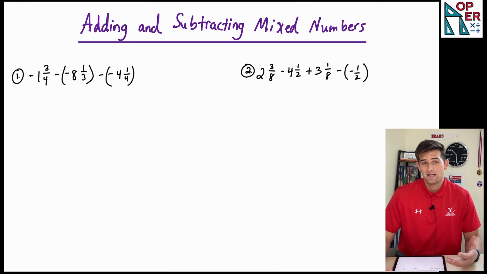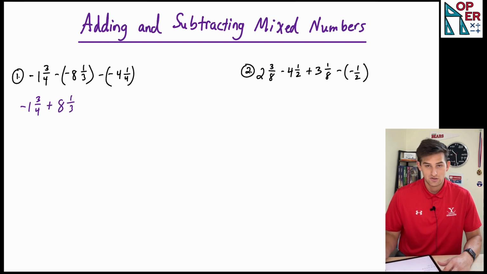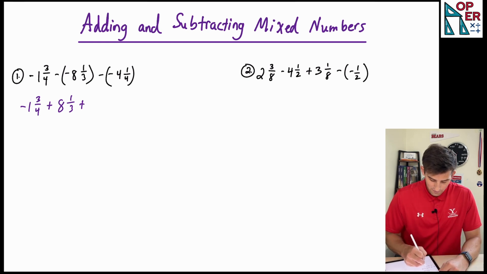Number one, we always want to write a subtraction problem as an addition problem, right? So we can add the opposite. So let's go ahead and do that. I'm going to leave negative 1 3/4, but now I'm going to add positive 8 1/3. So I changed subtraction to addition and also changed negative 8 1/3 to a positive 8 1/3. And then we're going to add 4 1/4.